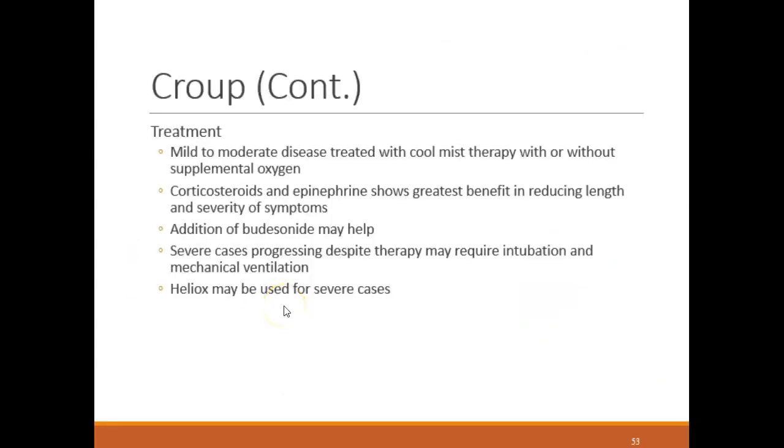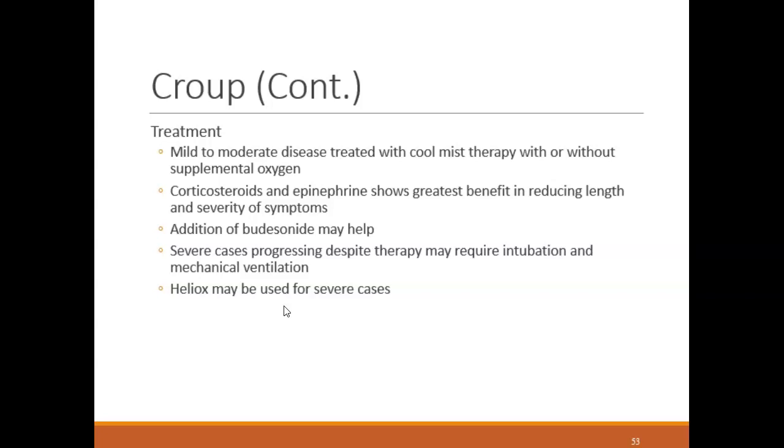Okay, treatment. What are we going to do for our croup kids? Mild to moderate, you're just going to do cool mist aerosol, without supplemental oxygen or with it, depending on their SpO2. Cool mist aerosol would mean that you would be starting them on an air entrainment mask. Corticosteroids can be effective, and epinephrine.